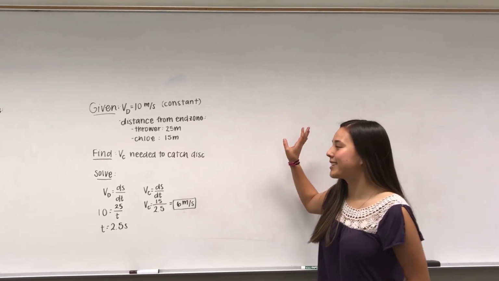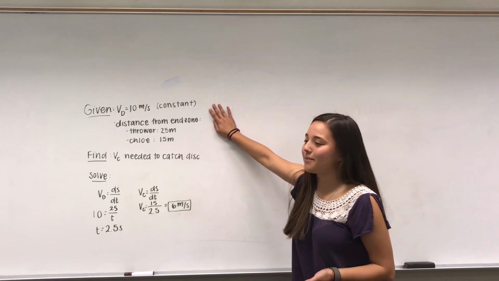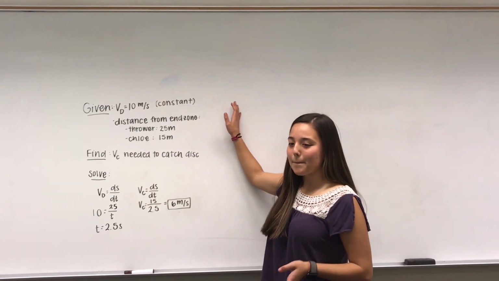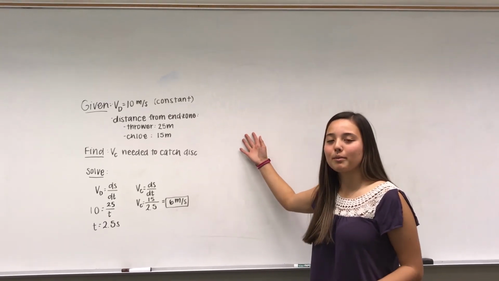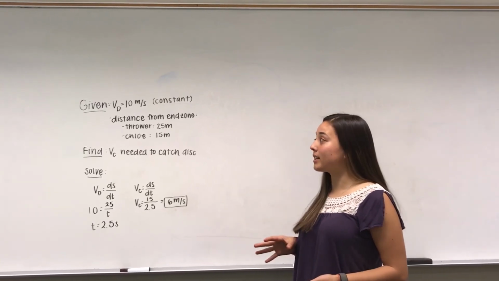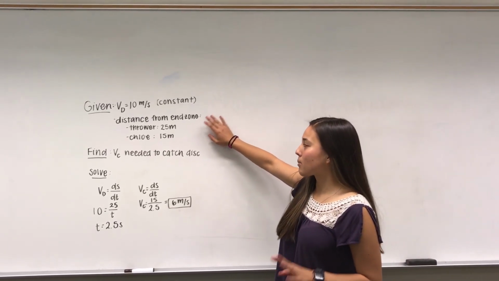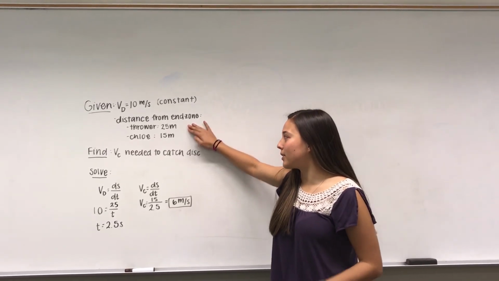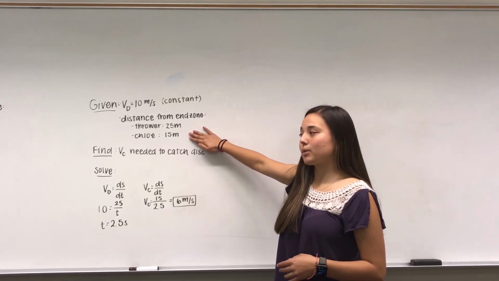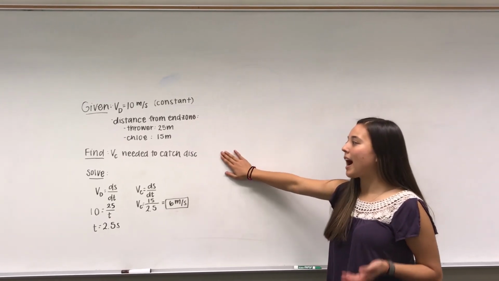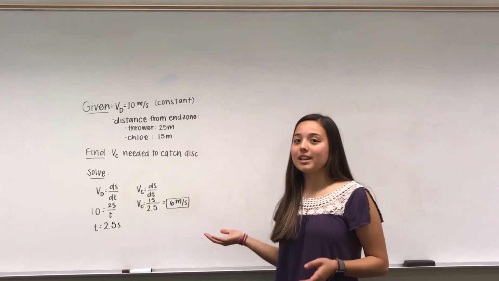In our first situation, the disc is thrown with a velocity of 10 meters per second, but at the same time, Chloe is not starting from rest but has a constant non-zero velocity. We know that the thrower is 25 meters away from the end zone, and Chloe is starting from 15 meters away from the end zone. So we're trying to find how fast Chloe needs to go if she wants to catch the disc in the end zone.